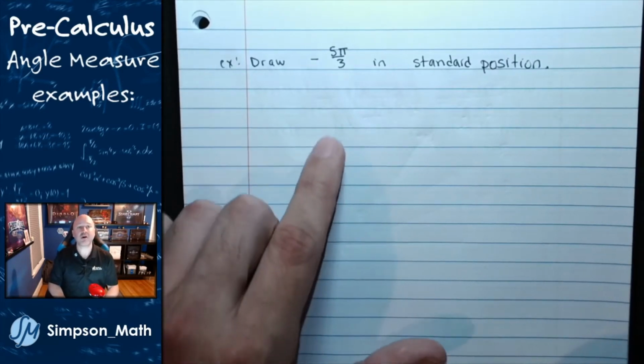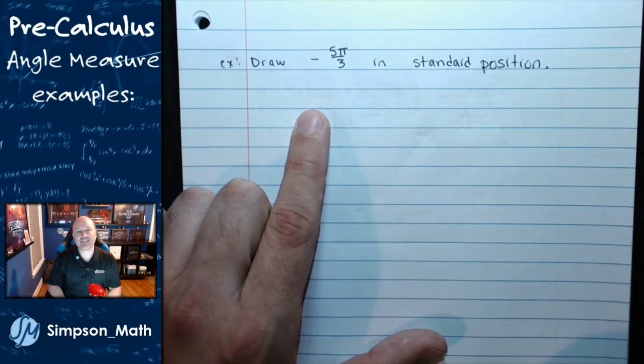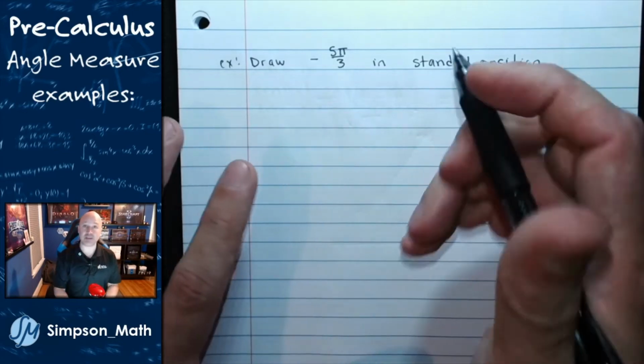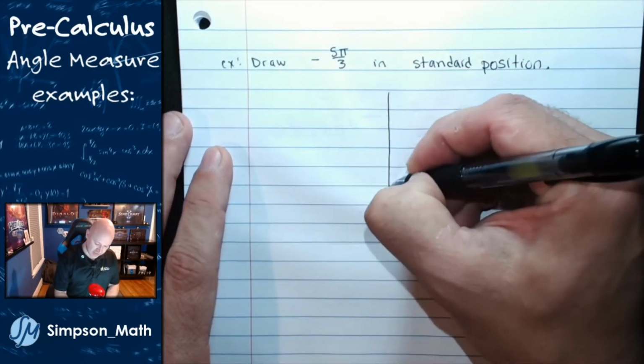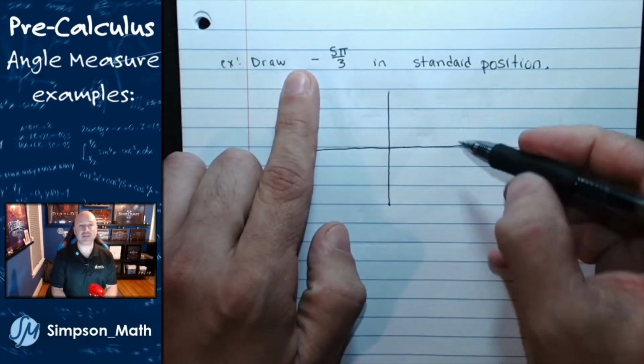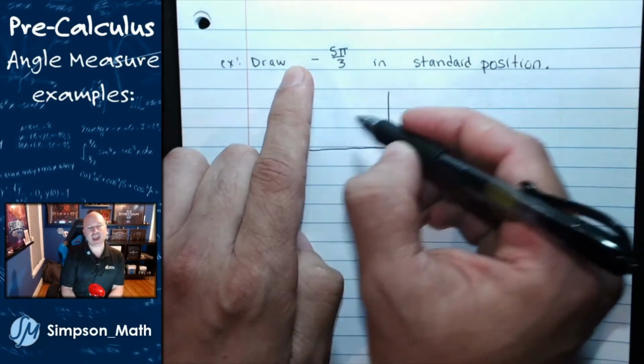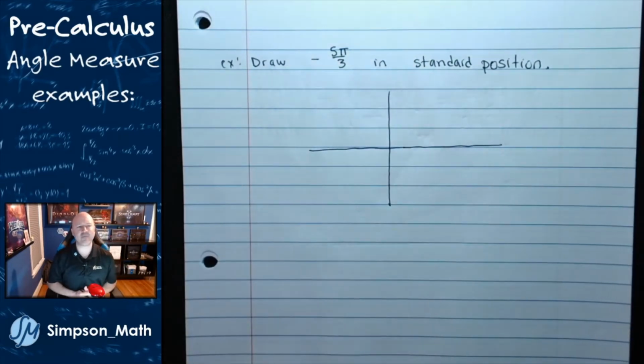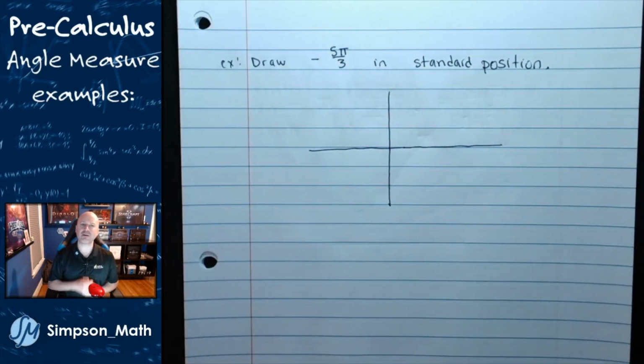Oh yeah, let's draw negative 5 pi thirds in standard position. That is, I need a Cartesian plane, the x and the y axis. A negative angle goes clockwise, and then I need to count out 5 pi thirds. So probably what I want to do is first convert this into degrees, something that I'm more familiar with. So I'll let you pause the video and go ahead and do that.